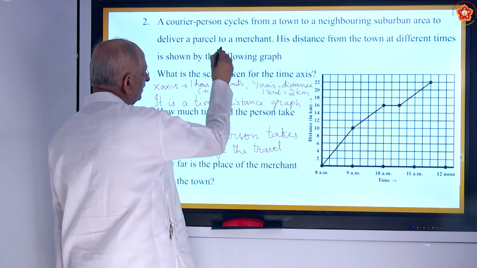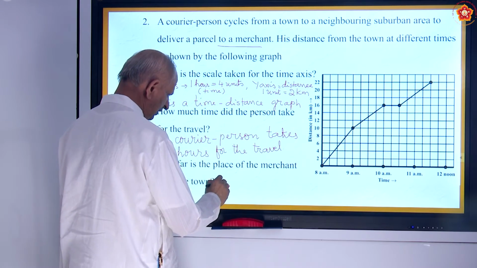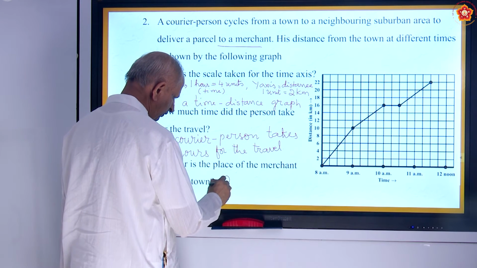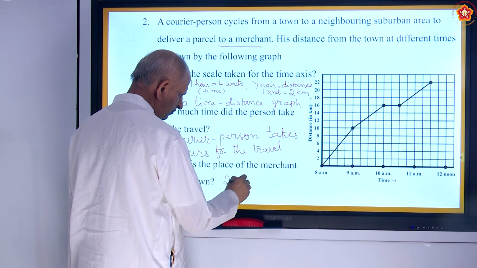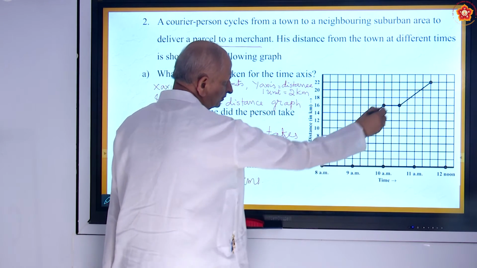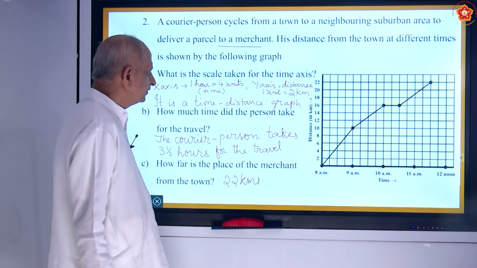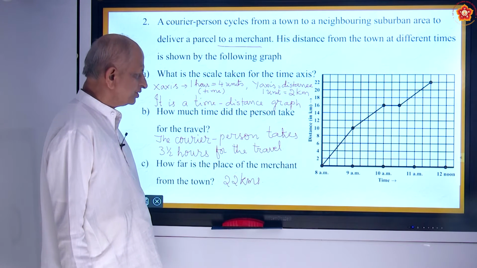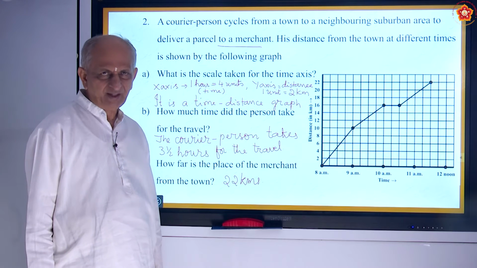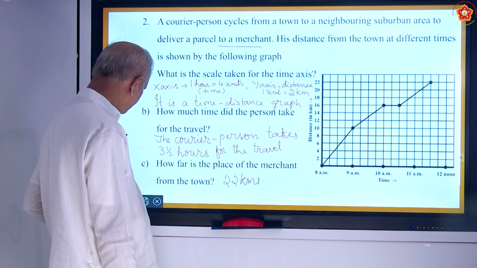Okay, to a merchant. So how many kilometers does he go? The answer is 22 kilometers. Correct? See here, it is 22 kilometers. So this is the answer for that question. Noted? Okay.